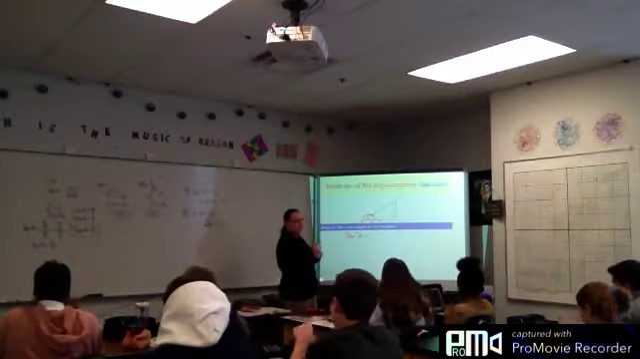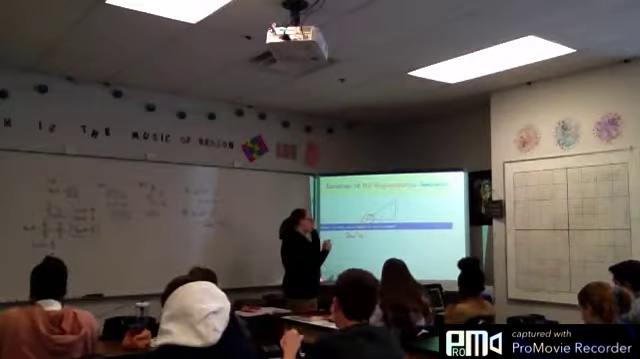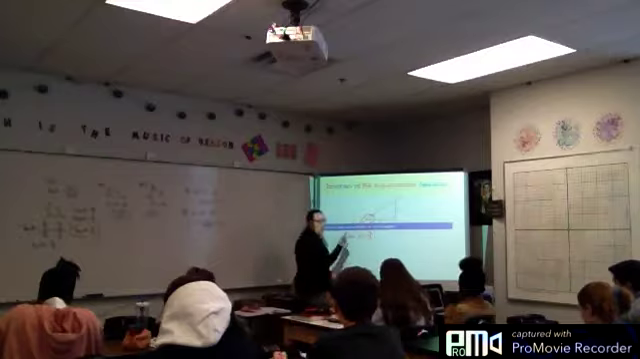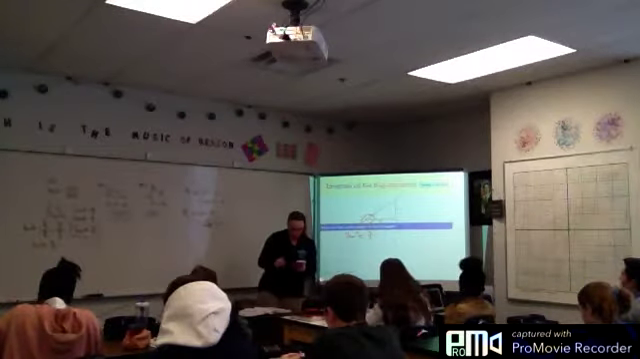Sine is what over what? Opposite over hypotenuse. So what is it going to equal? 3/5. Now, what does that come out to be? What's the inverse of sine at 3/5?